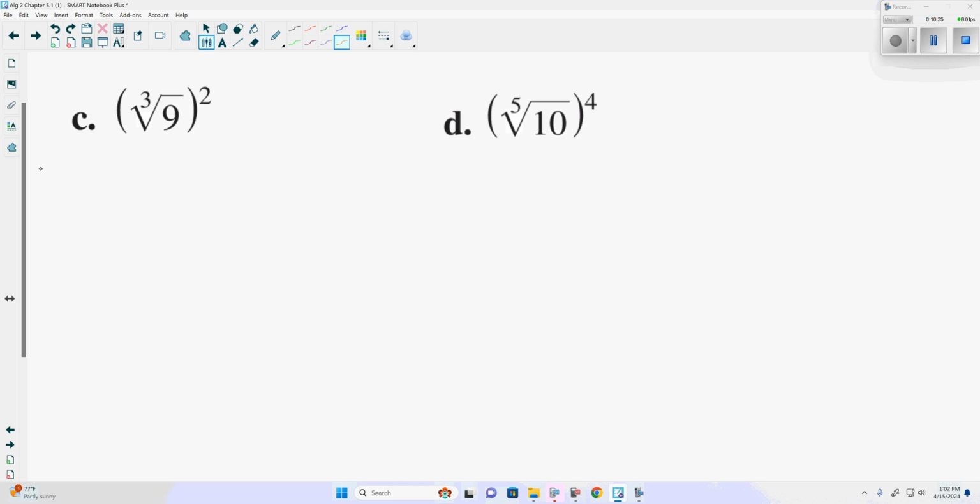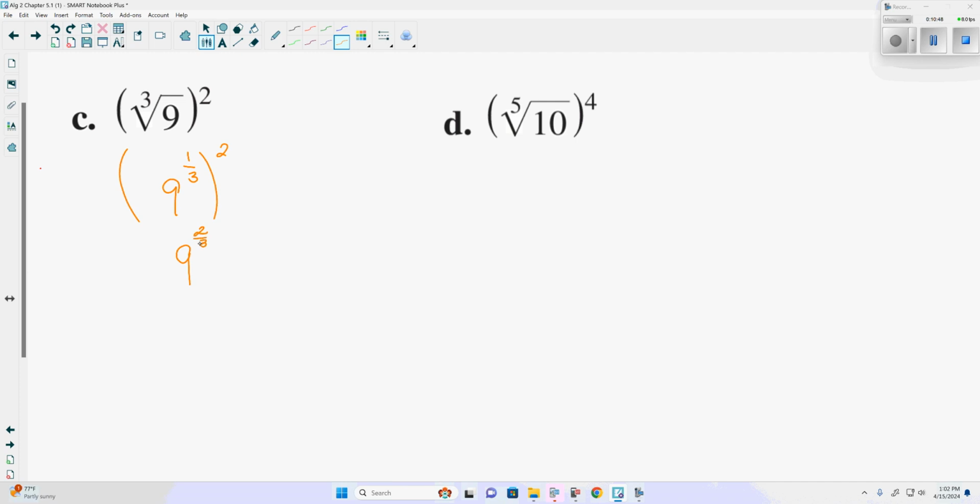I hate jelly. The cubed root of 9 squared. Well, we could rewrite the cubed root of 9 as 9 to the what? 1/3. And our square, we multiply, powers of powers multiply, giving us 2/3. 9 to the 2/3.